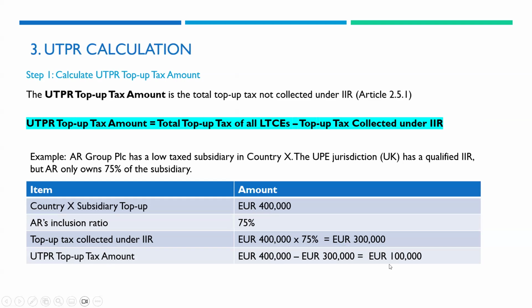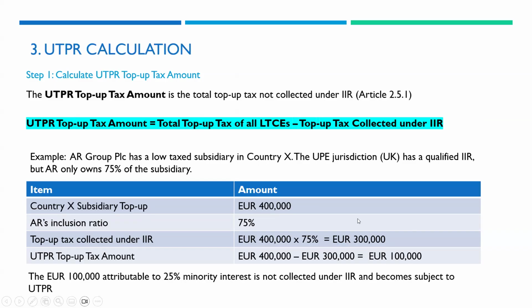How did I get 100,000? Total top-up tax of all low-tax constituent entities minus top-up tax collected under IIR. That's how you determine the top-up tax for UTPR. So this 100,000 attributable to the 25% minority interest, not collected under IIR, becomes subject to UTPR. So it's very clear. The first step is to calculate if there is any untaxed portion of top-up tax. That's why it's called an undertaxed profit rule.